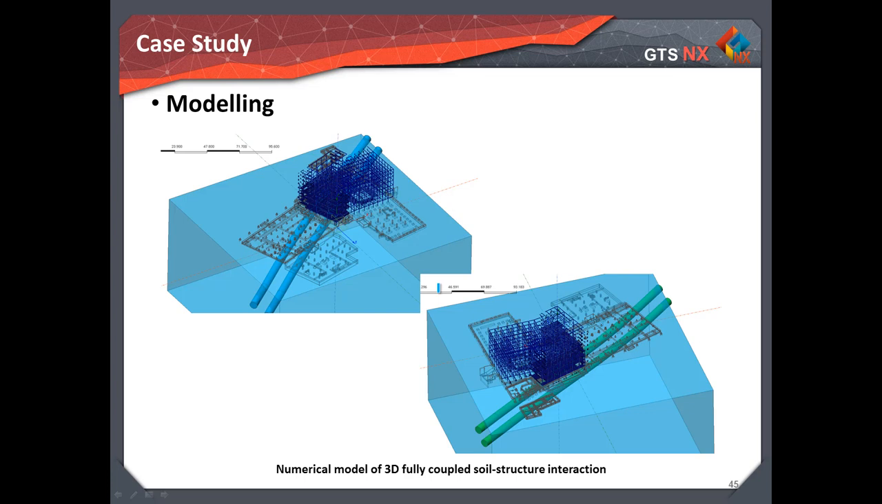So actually, the MIDAS programs cooperate with each other. If we have the model file from Gen, the mesh and load and boundary condition can be imported into GTS NX. What I mean is that you don't need to model the superstructure of the building in GTS NX. Just import the model from MIDAS Gen, and then you can proceed with your ground modeling with a solid geometry like this to consider a fully coupled soil-structure interaction.